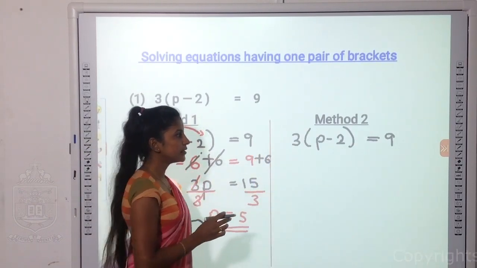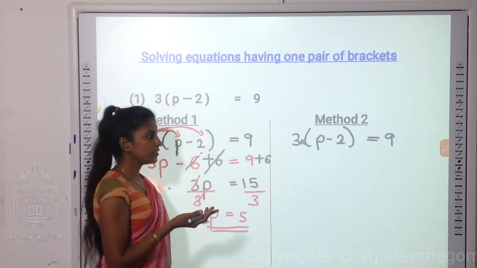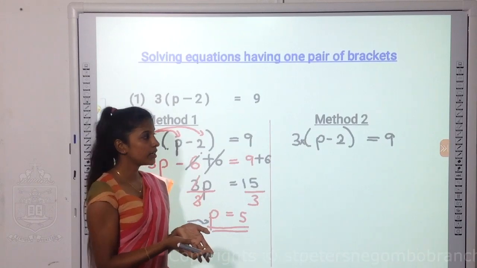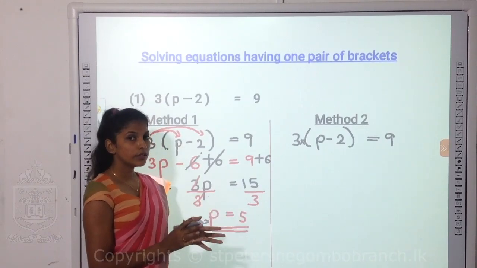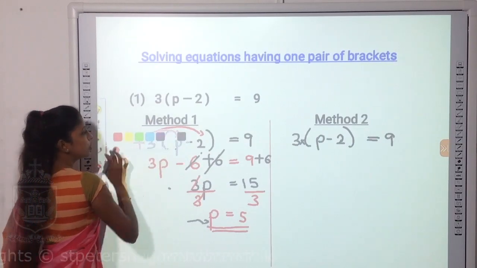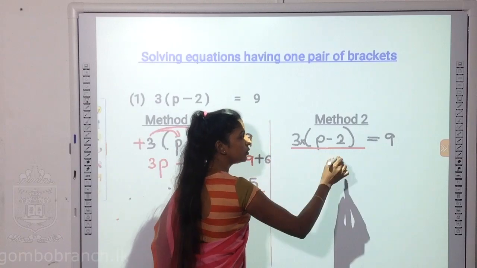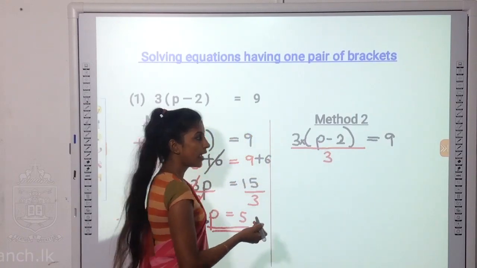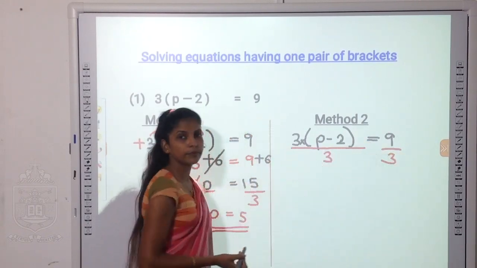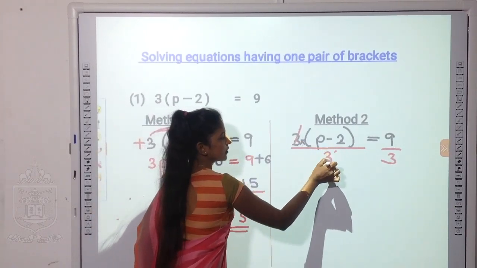So in order to cancel that number, you all can see this is multiplication. That means 3 has been multiplied by the expression. So in order to remove 3, what you have to do? You have to divide both sides by 3. This is multiplication, so you are going to divide the whole expression by 3, and the other side also by 3. So what will happen? 3 and 3 will cancel.